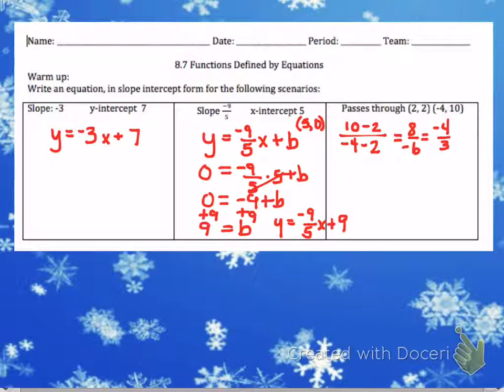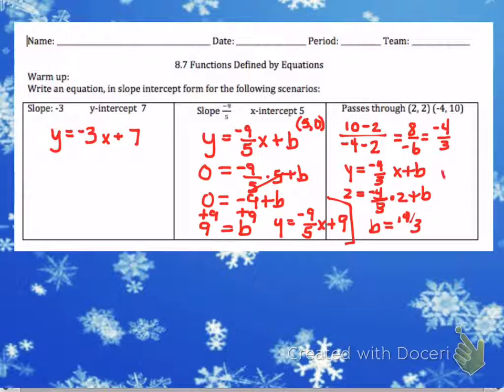Then we follow the same procedure as the last one, where we're plugging in our slope, and we choose one of the ordered pairs. I'm going to use 2, 2. And solve for b, and that b value is 14/3, and so we get y is equal to negative 4/3 x plus 14/3.